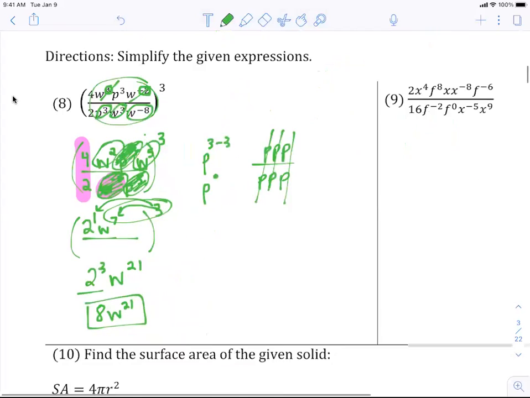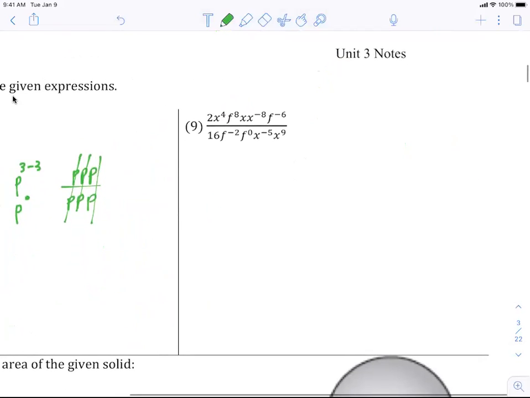Okay. So, example 9, this one I made a little bit easier in the sense that you don't really have to distribute anything, but I do want you guys to pause your video and try number 9 on your own right now.